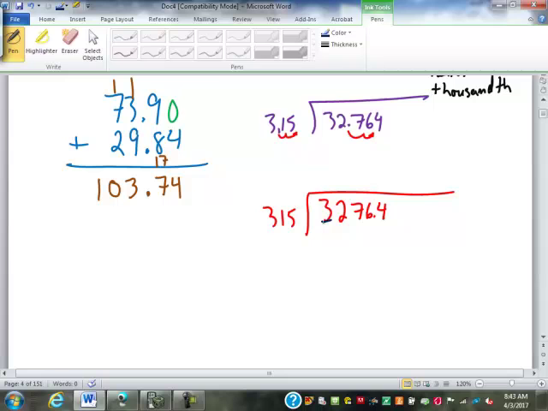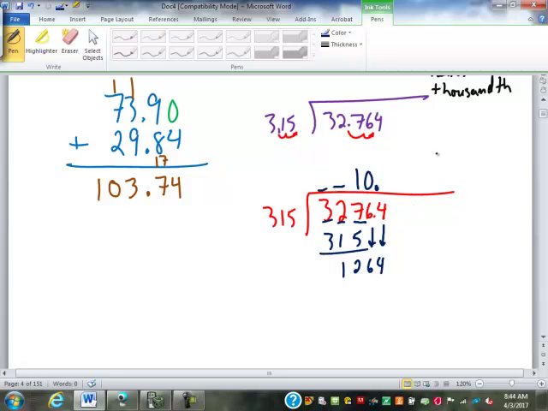Does 315 go into 3? No, not yet, so we leave it blank above the 3. How about 32? Nope, so we leave it blank above the 2. 327? 315 goes in there once. So we subtract, we've got 12 left. We bring down the next digit, which is the 6. Does it go into 126? No. Now, since we've already got a digit there, we've got to put a 0 in here. Now, before we bring down the 4, we carry up the decimal point, bring down the 4.